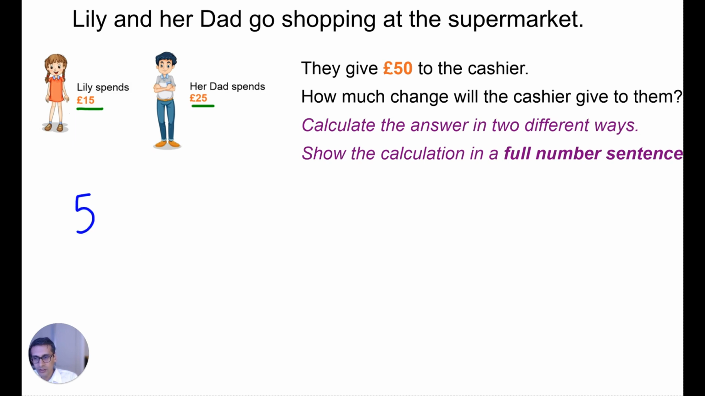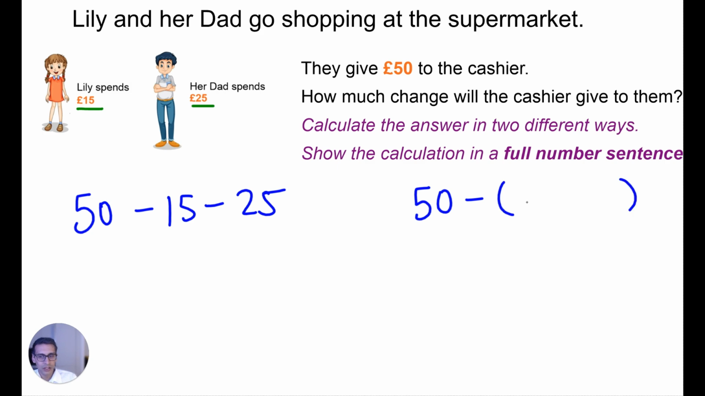So the first way we can do it is just 50 take away, and we can choose who to subtract first. Let's just do 15 take away 25, and then we're going to get an answer from here. I'm not going to work that out just yet. The second way to do it, which I think is going to be a bit nicer, is 50 take away brackets 15 plus 25. So I think you'll see this is a bit nicer to work out. 50 take away, now 15 and 25 is going to give you 40. 50 minus 40 is 10.